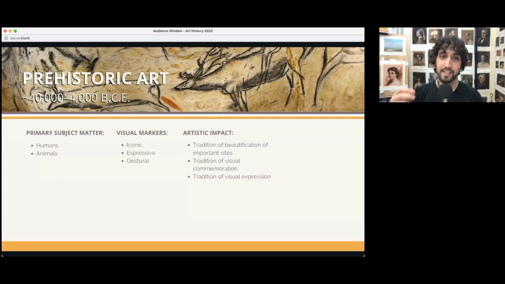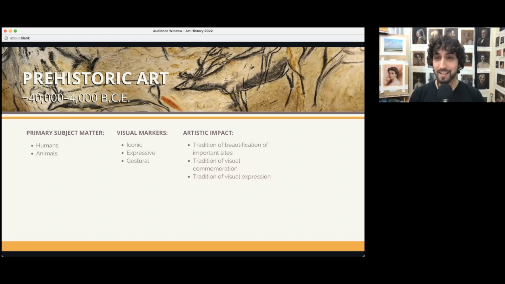So it's iconic, it's expressive, it's gestural, and the impact of this kind of tradition is basically what makes us people. Art has become ingrained into what makes us different from other animals. We've been starting to make a tradition of beautification of important sites like our homes, right? And a tradition of visual commemoration, like, hey, we went there, we hunted this mammoth, let's tell everybody about it. We can tell it in the form of a visual story that is captured on the wall of a cave, and a tradition of visual expression. People want to express stuff visually.